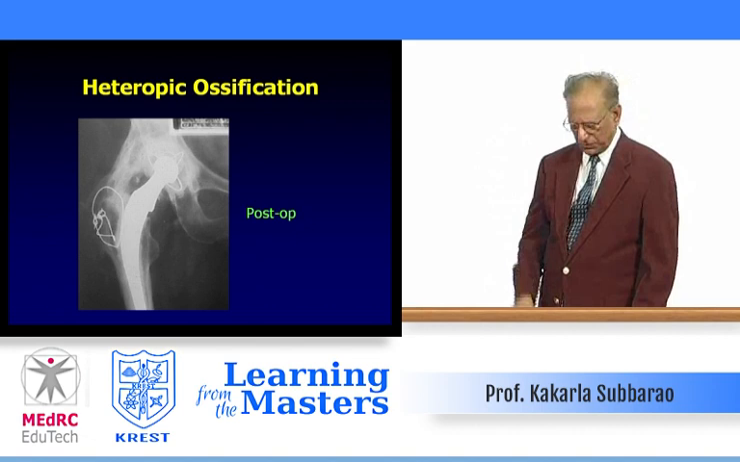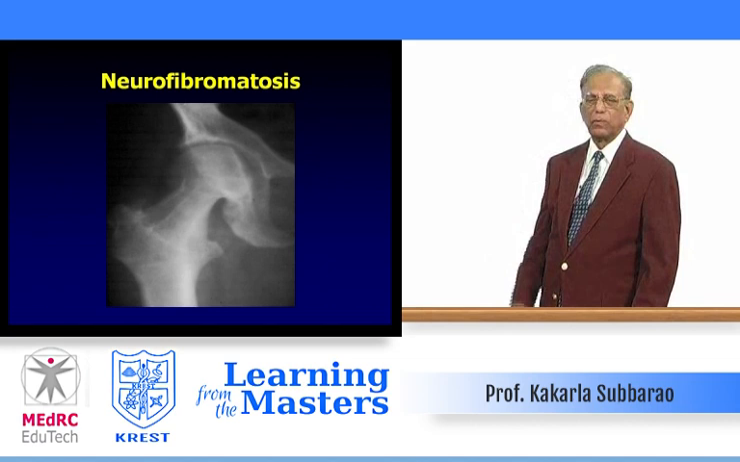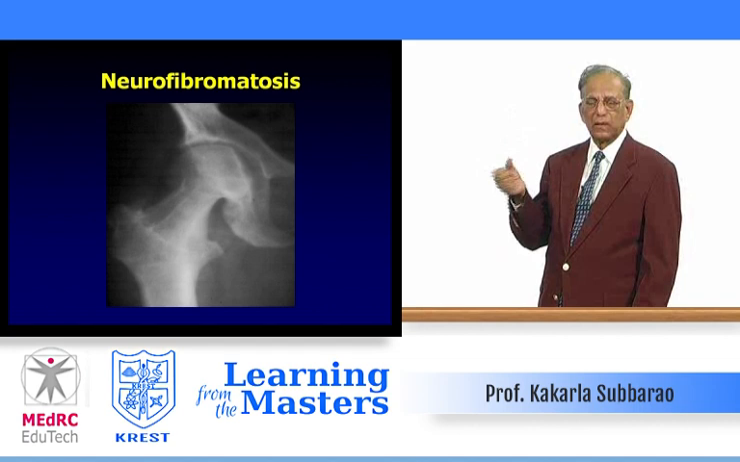Miscellaneous causes: neurofibromatosis. There is a plexiform type of neurofibromatosis. Occasionally you may get erosion or thinning of the bones. Sometimes, even in the long bones of the forearms and legs, you may get hypertrophy of the bones also.